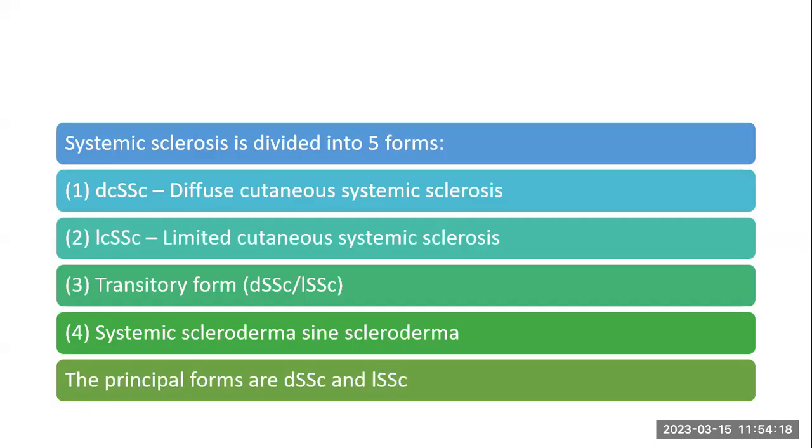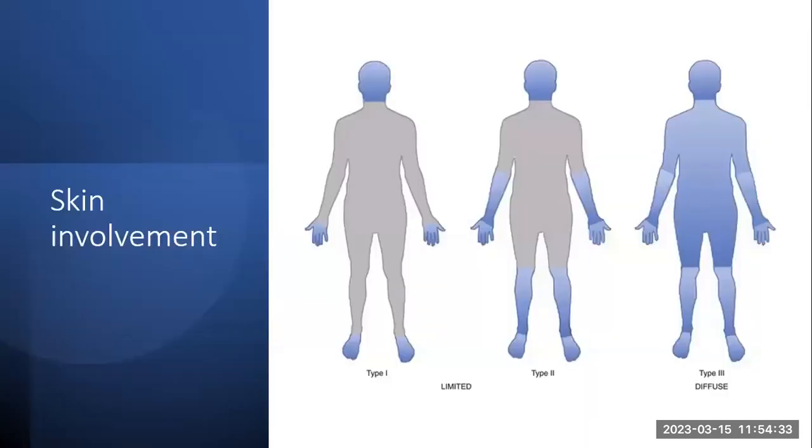So it has a different spectrum. So starting with limited cutaneous, then diffuse cutaneous, and then there's a transitory form, and then there could be a presentation which does not have any cutaneous manifestations. So this is classified according to the skin involvement, where you have the limited form where the skin thickening is limited distal to elbows and knees, whereas in the diffuse form, it involves the trunk as well. So face and head and neck could be involved in both types.